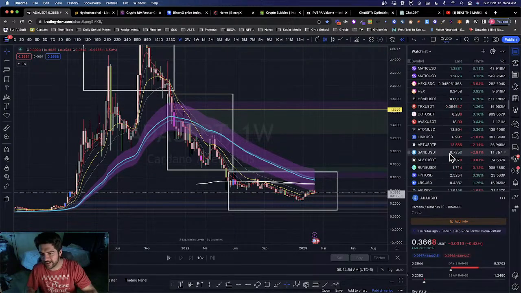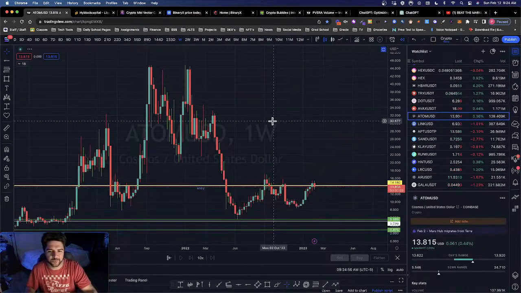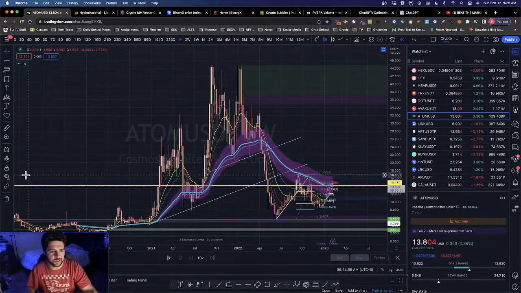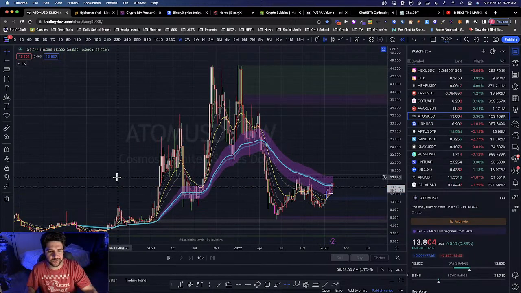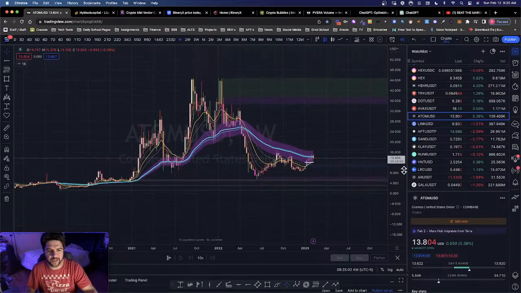Yeah. I don't know about any other alts. I know Atom. Some people like Atom. What's the deal with Atom? Let's get rid of this. Start fresh. What level are we at in Atom?